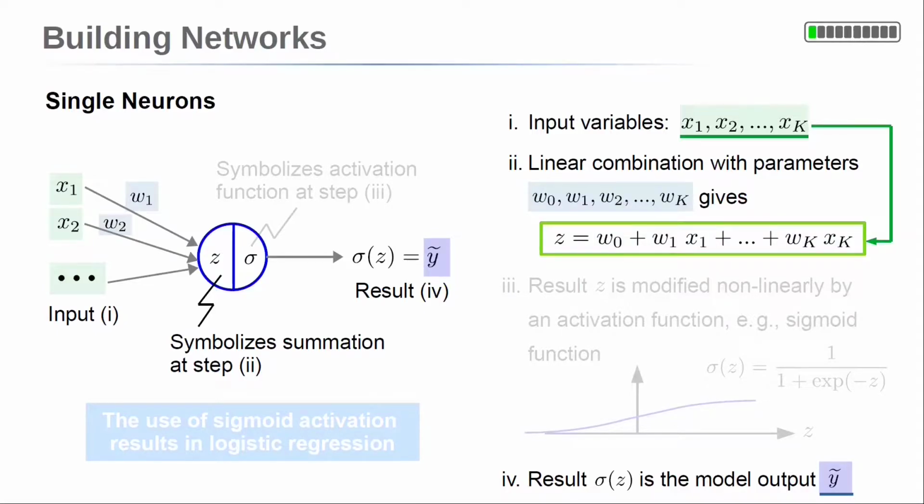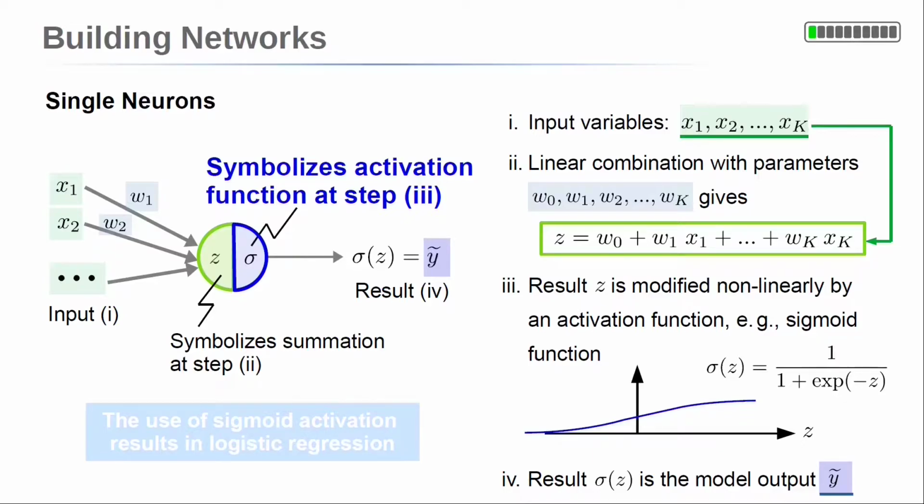The result of this summation, denoted by z, is w0 plus w1 times x1 plus and so on plus w capital K times x capital K. The linear combination of the input variables is sketched by the gray arrows on the left side. And the result z is symbolized in the left half of the neuron's blue circle.